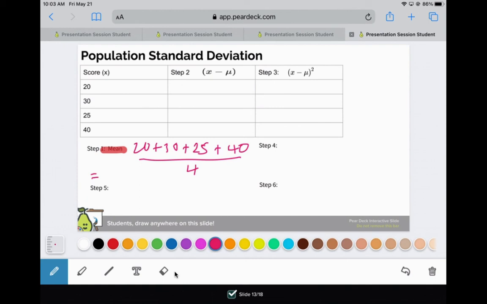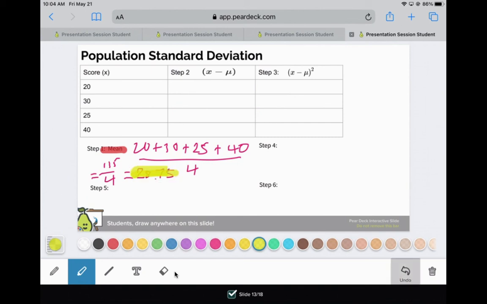20 plus 30 plus 25 plus 40. 115 divided by 4, 28.75. So that's the average. That's what you're going to use. Okay, so that's the average, step number 1. Step 2, what do you do for step 2?